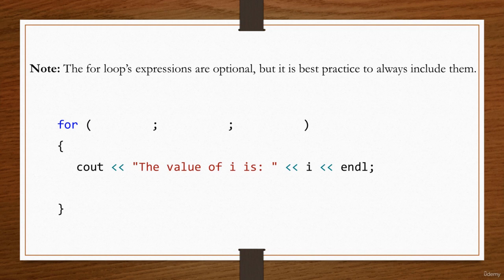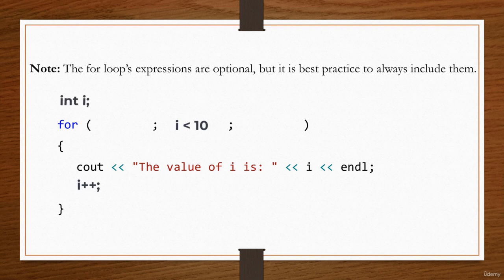A note here is that the for loop's expressions are optional, but it's best practice to always include them. So for example, you can see that I don't have any expression in here. I just have the empty parentheses with those two semicolons inside. Now what you could do is you could add the Boolean expression, the one that goes in the middle. So let's say i < 10, you can add that second expression in. Then right before the closing curly bracket, you can increment or decrement that, or in other words, change the loop control variable, in this case a counter variable.